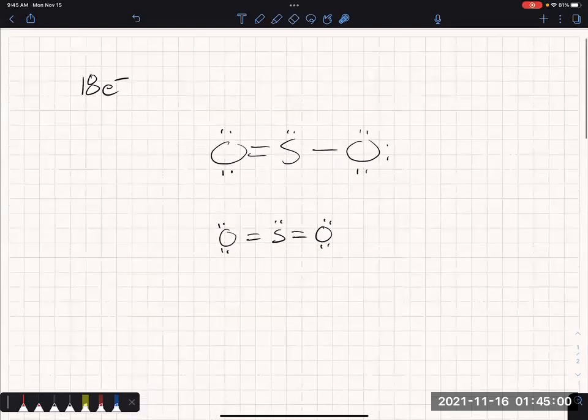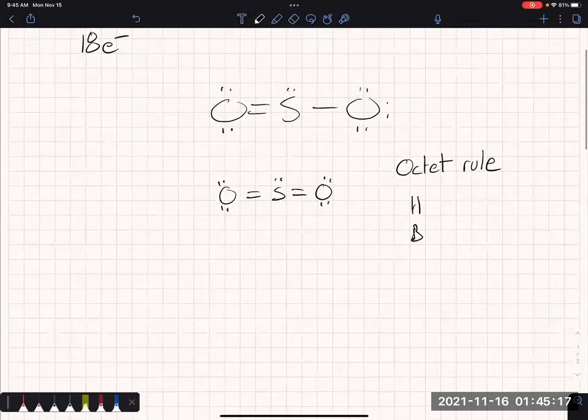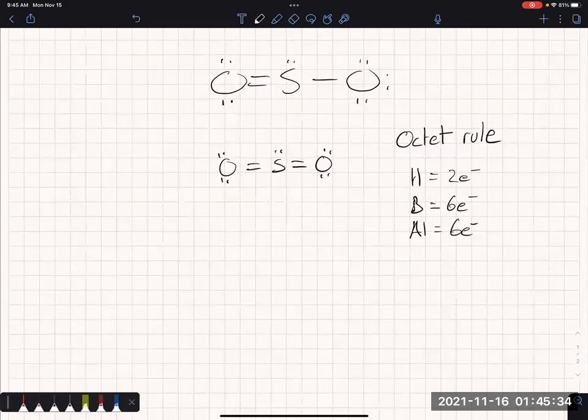Oh, okay, because of the octet rule. Yeah, the number 1 rule for Lewis dot structures is the octet rule. There are some exceptions, of course. Hydrogen only gets 2 electrons. Boron only gets 6 electrons, and aluminum only gets 6 electrons. That's for this class. Outside of this class, there are other ones that have expanded octets. If I posted the Lewis dot worksheet, there are like four of them on there that have expanded octets.